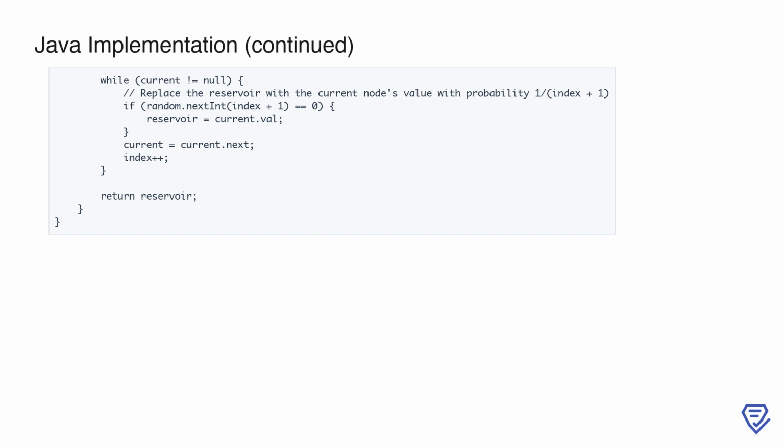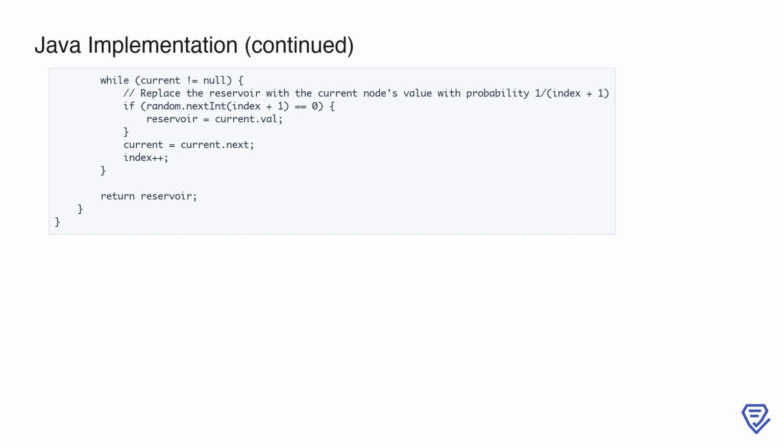The getRandom method continues by iterating through the linked list using a while loop. Inside the loop, for each node, we decide whether to replace the current value of reservoir with the value of the current node. This decision is made using a random number generator. Specifically, we replace the reservoir value with the current node's value with a probability of 1/(index + 1). This ensures that each node in the list has an equal probability of being chosen, regardless of the size of the list.